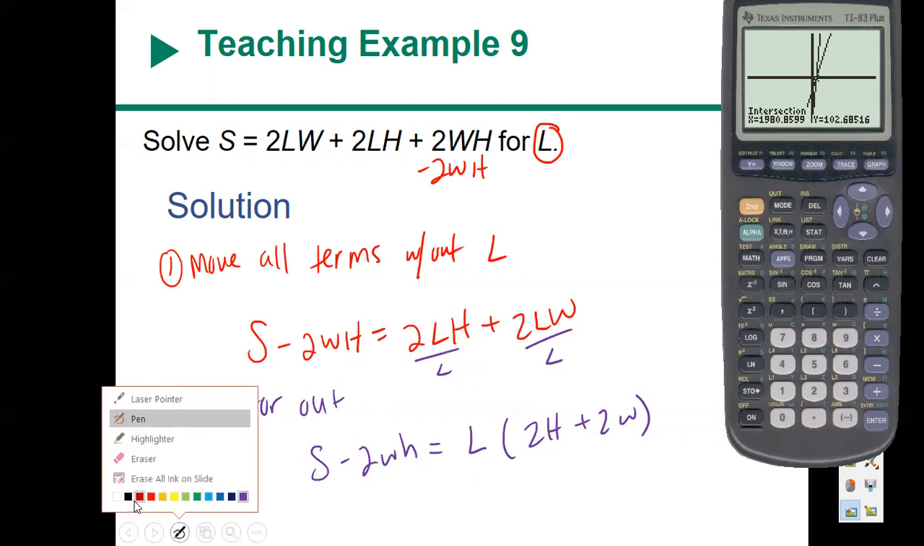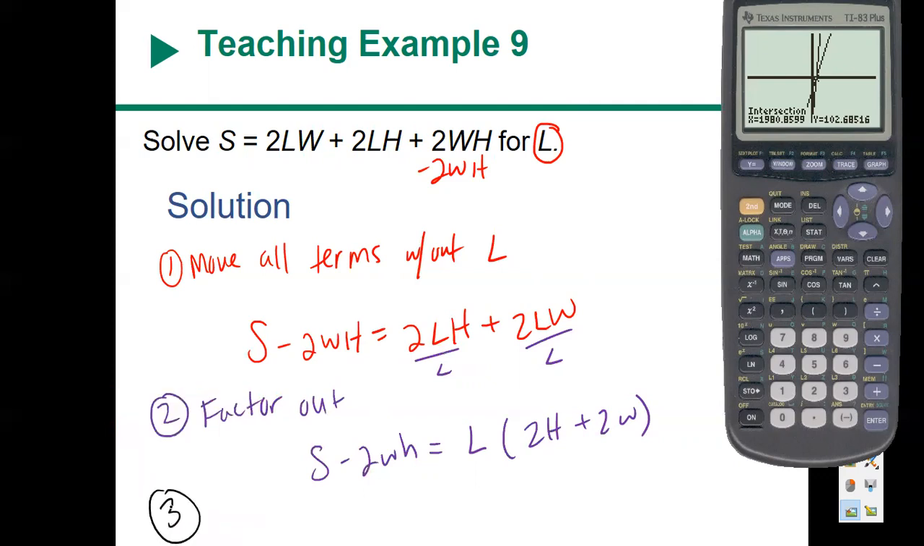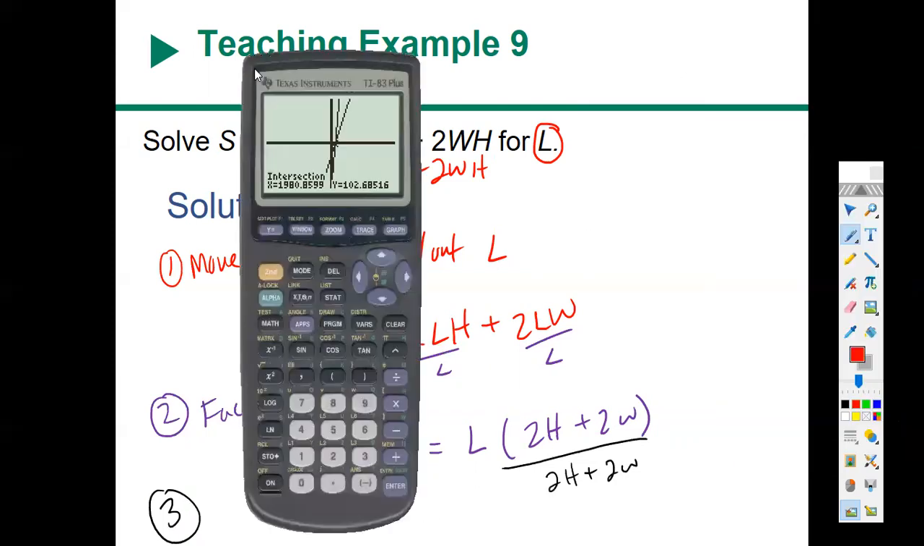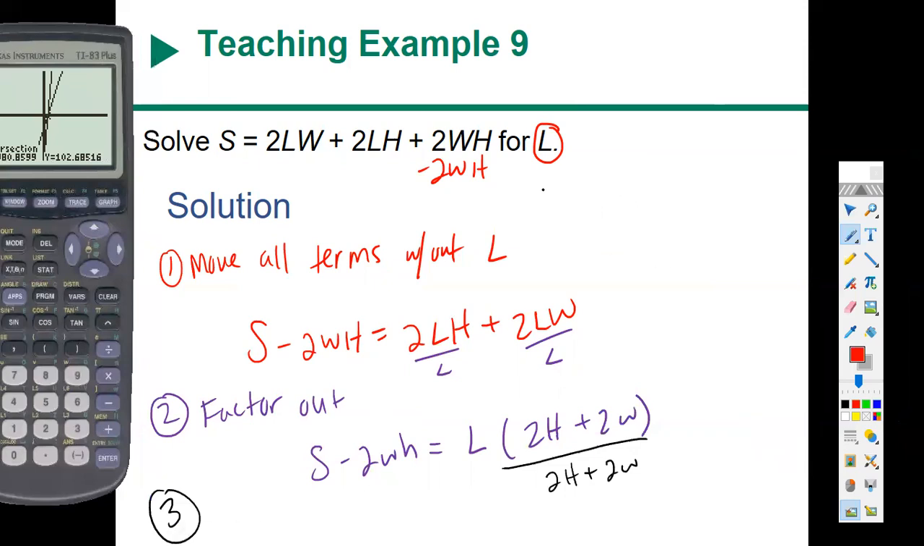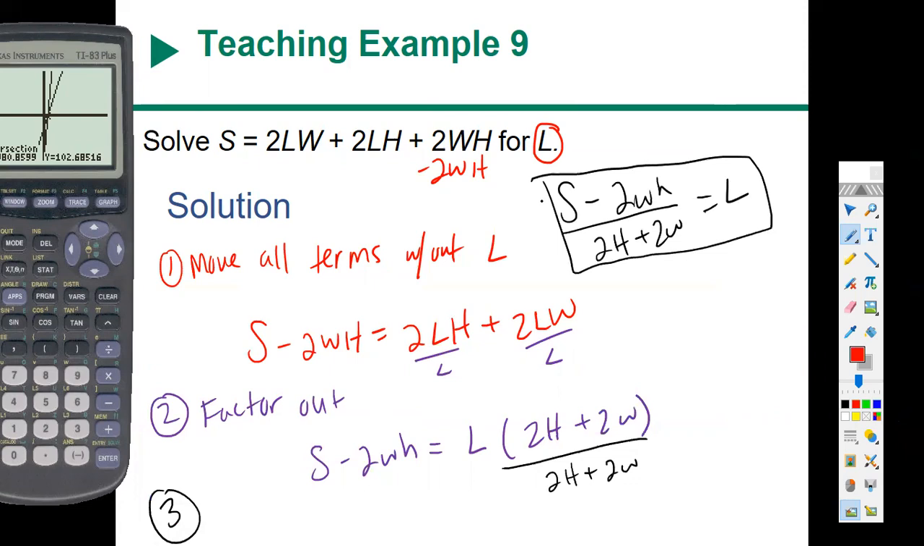And the final step is to move everything but the variable. So if I'm multiplying L times 2H plus 2W, how do I move it? I've got to divide. So I'm going to divide, and then when I move it, I'm left over here. So when it's all said and done, we have S minus 2WH divided by 2H plus 2W equals L. And that's how you isolate a variable.